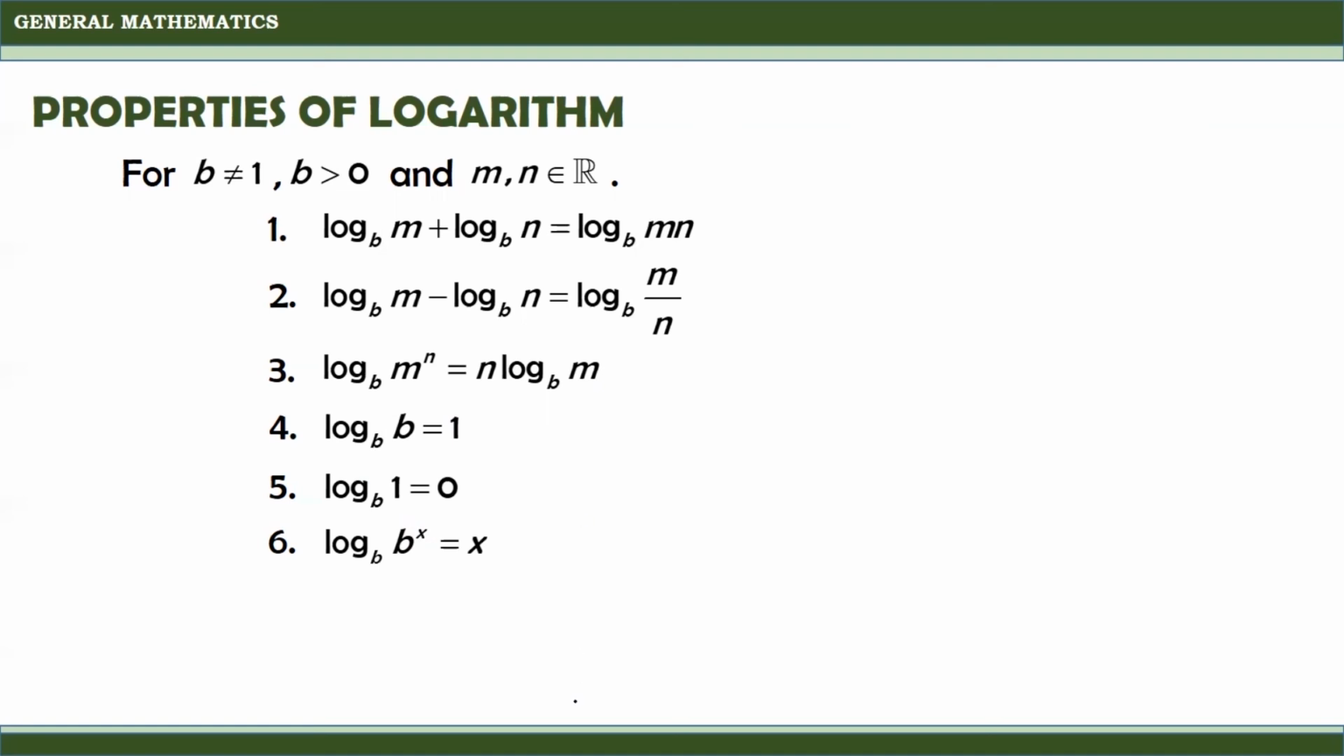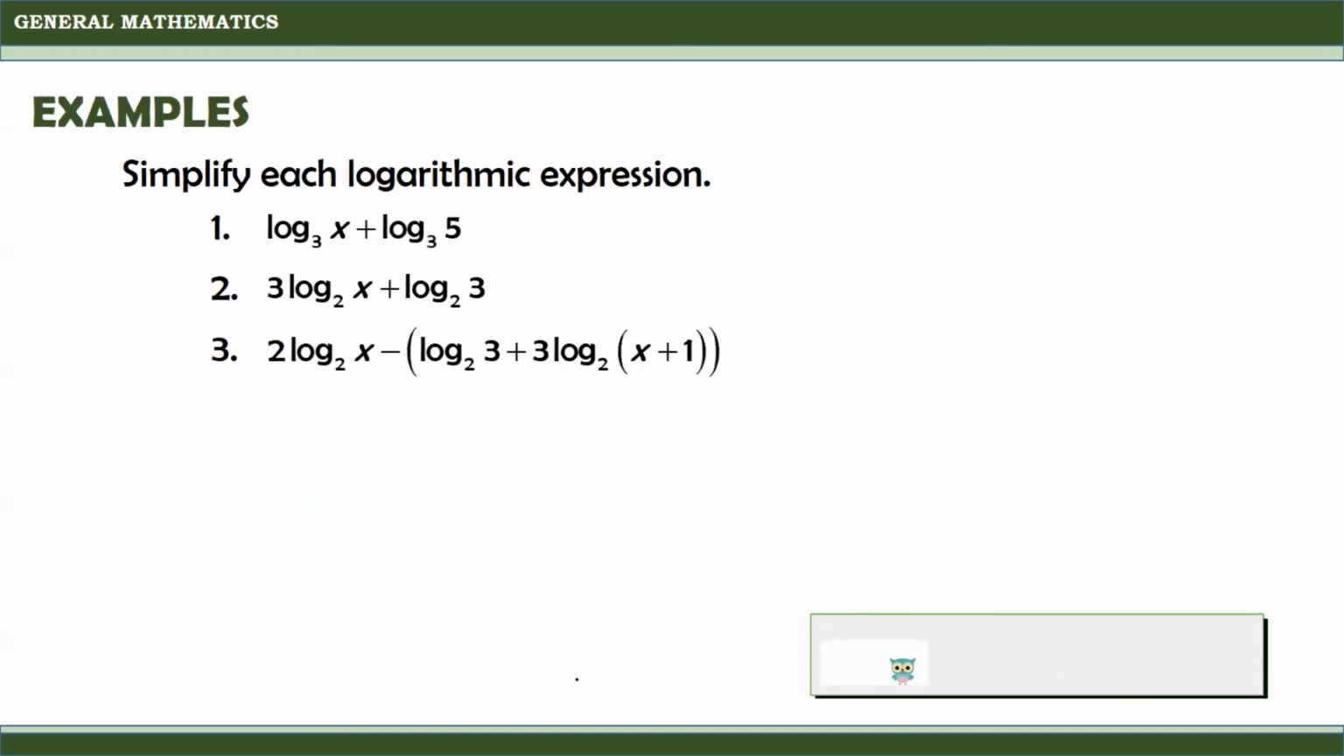Let us use these properties in simplifying some logarithmic expressions. Simplify each logarithmic expression. For the first one, we have logarithm of x to the base 3 plus logarithm of 5 to the base 3. Number 2, we have 3 logarithm of x to the base 2 plus logarithm of 3 to the base 2. And for the third given, we have 2 logarithm of x to the base 2 minus logarithm of 3 to the base 2 plus 3 logarithm of x plus 1 to the base 2.